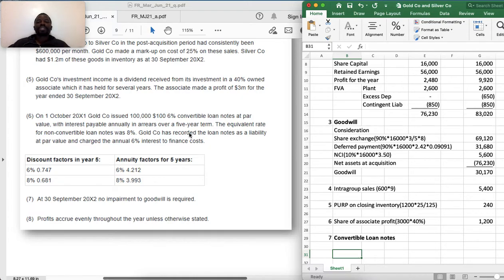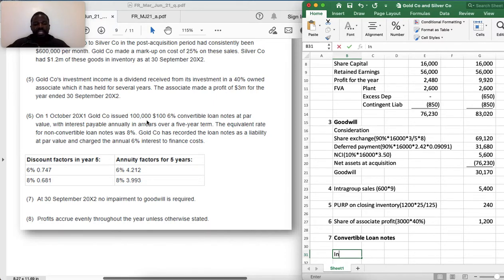Doing that, we have to discount all the interest payments that are received and also discount the principal amount. So now here, if we say 100,000 times $100, we get 10 million. So if we get 10 million, then when we are working in thousands, that will be 10,000.